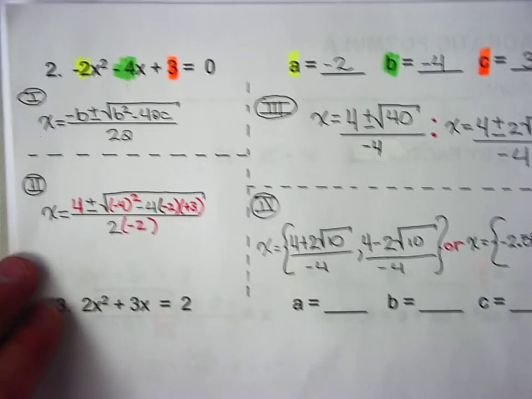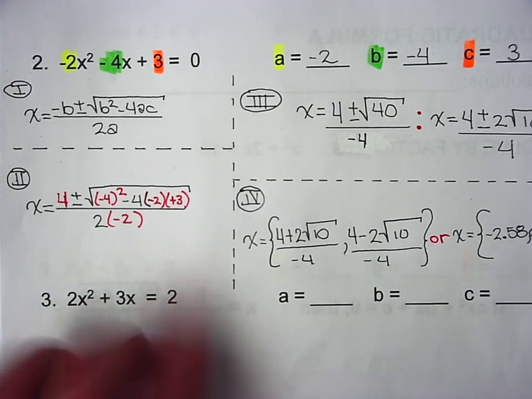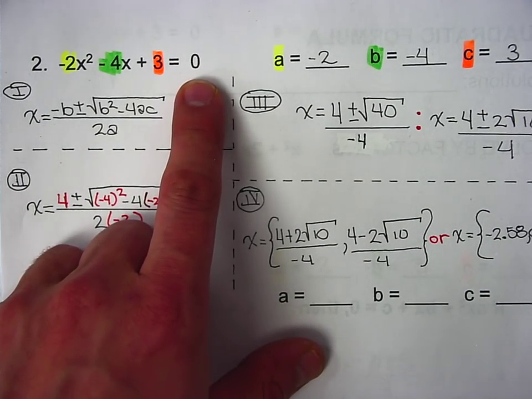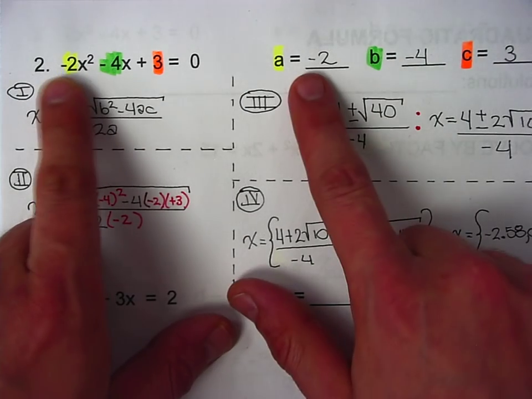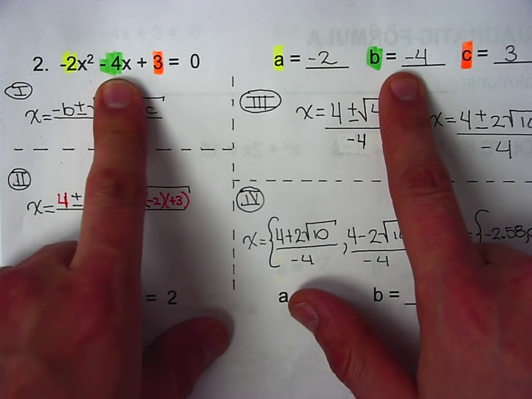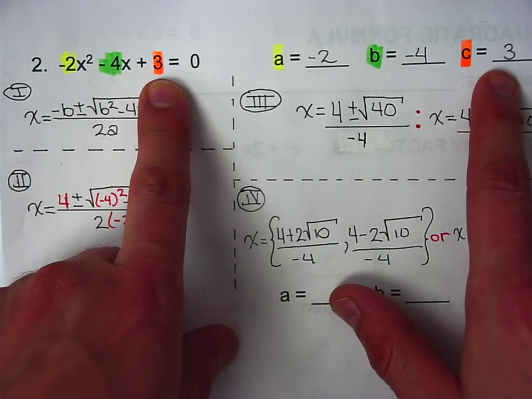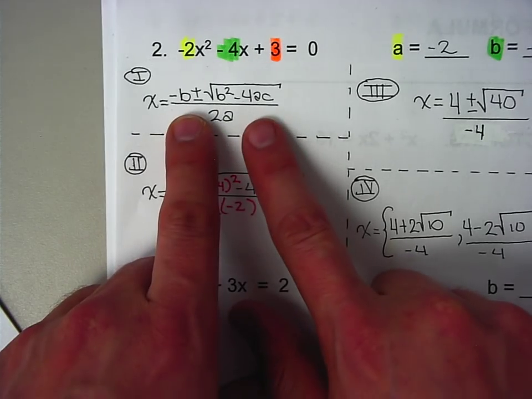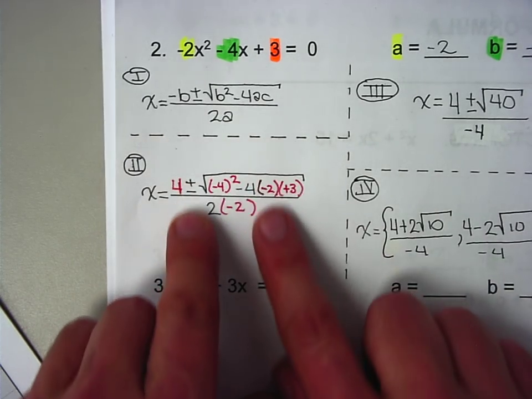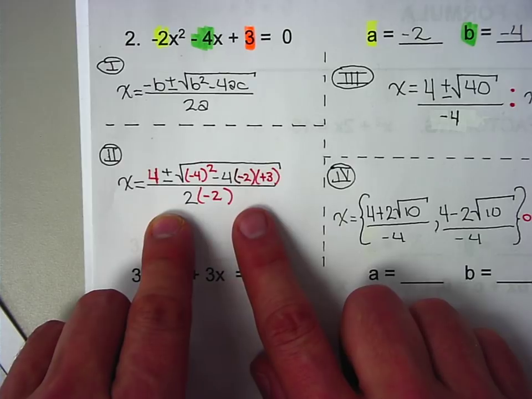Example number 2 on the back is really broken down to us in standard form. So I go ahead and assign my values for A, B, and C. A is negative 2, B remains negative 4, C is a 3. I write my equation for the quadratic formula. Then I'll go ahead to step 2 and I'll substitute all my values.